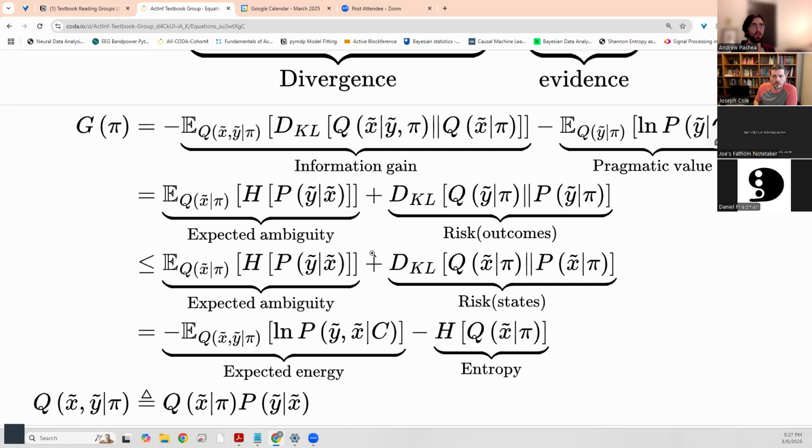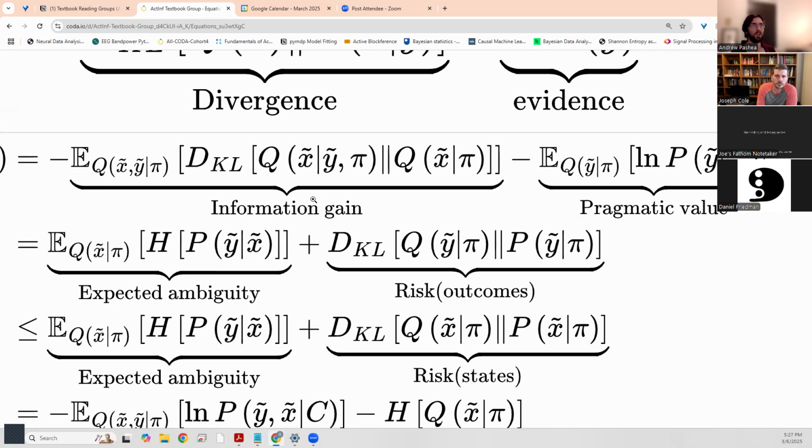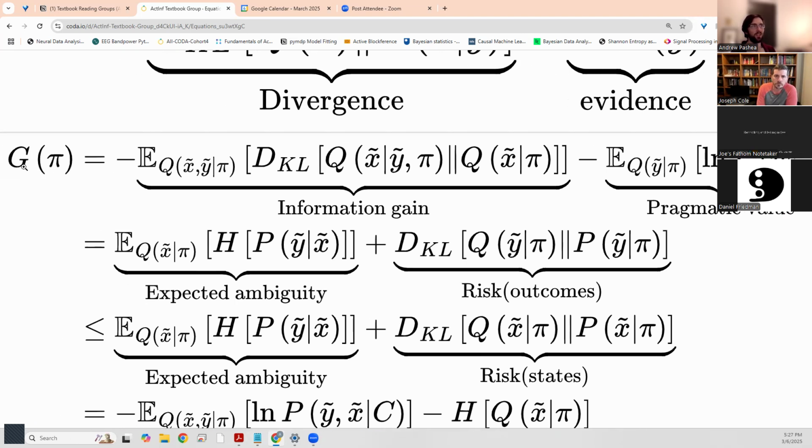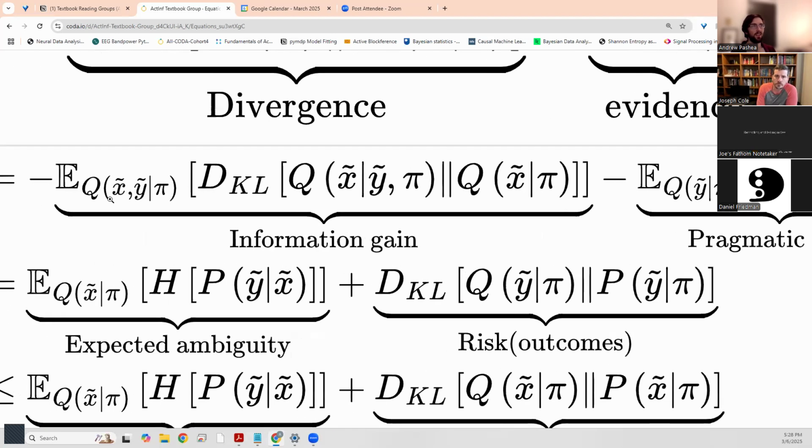Similarly for G, but the interesting thing with G is that whenever we look at just the top line, information gain and pragmatic value, we notice that there are negative signs in front of both of them, and we're trying to minimize G. So we actually want to maximize information gain, meaning the expected value of the KL divergence between your posteriors, what you think now, conditioned on what you've seen and what you've done, and just what you think now conditioned on what you have done.